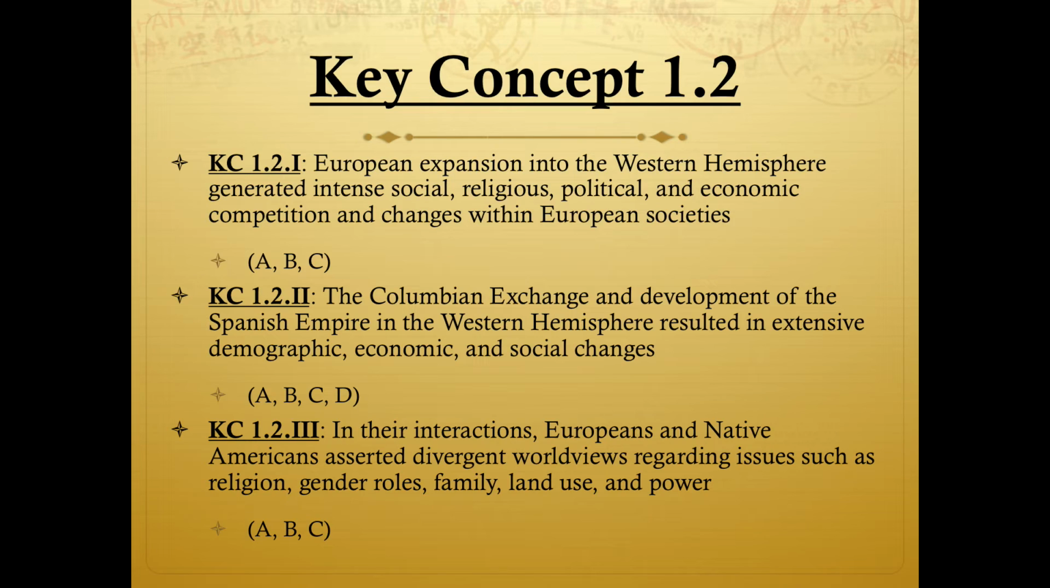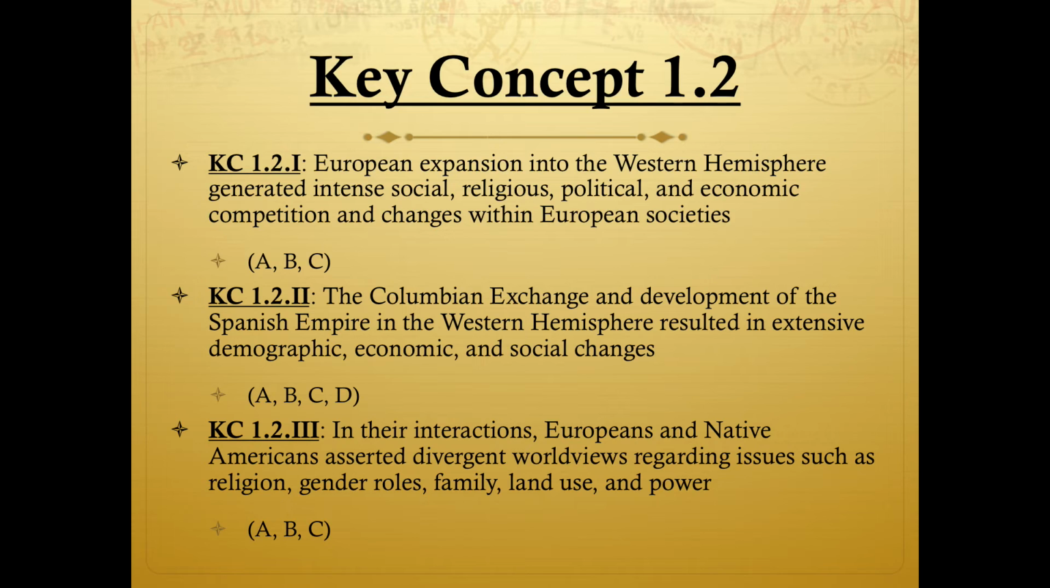First you'll get the Spanish, a little bit of the Portuguese, the Dutch, the French, and eventually the English. This will generate a lot of social, religious, political, and economic changes and competition with the various European societies. We'll talk about some of the religious wars that take place in Europe. We'll talk about the economic trading systems that will develop to try to cut each other out, as it were, economically. Here's the Columbian exchange again. It's mentioned twice in the key concept, so that tells me it's a very important expression to get to know.